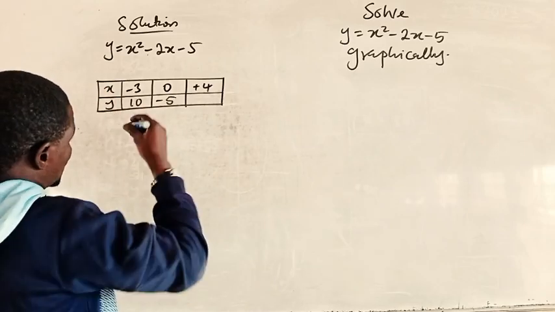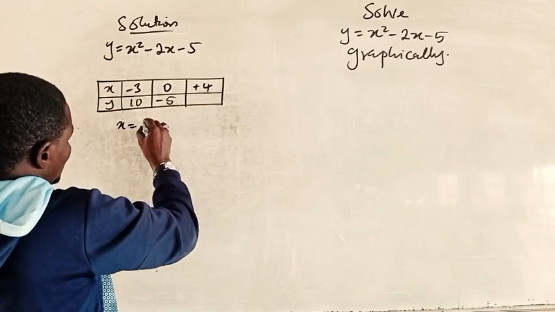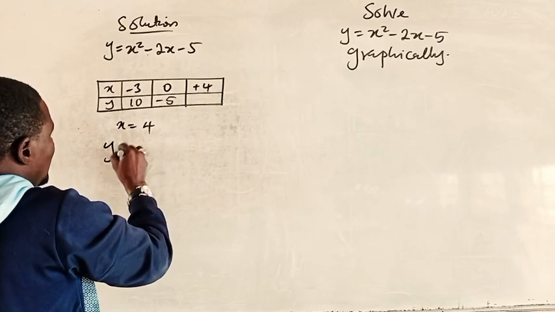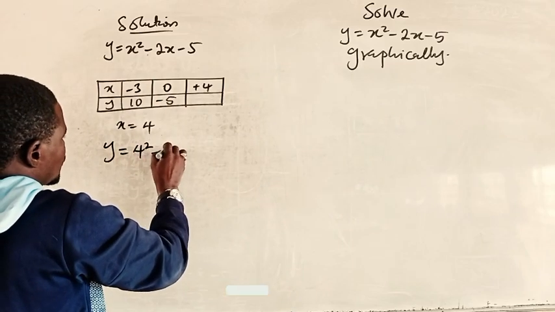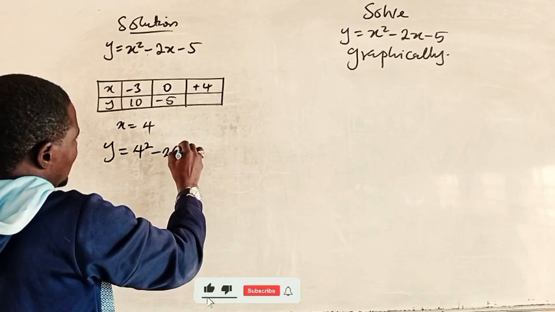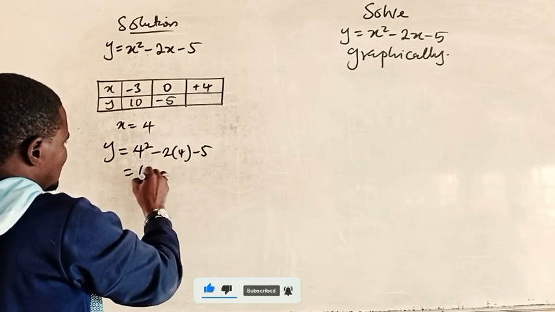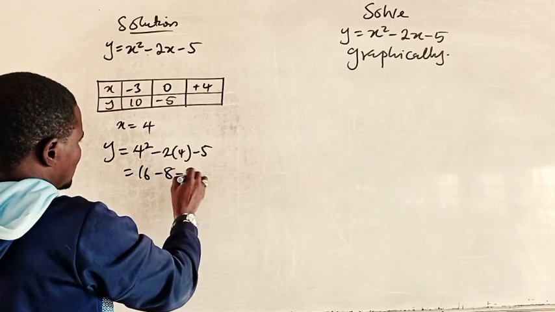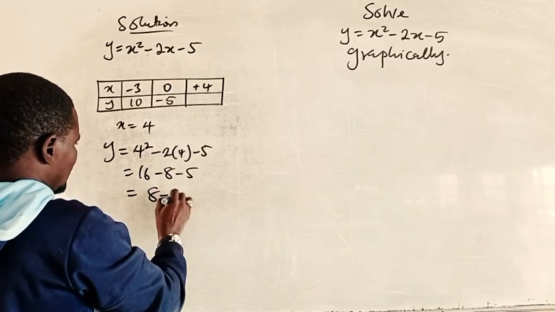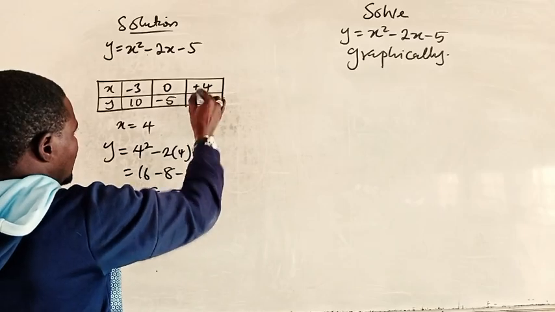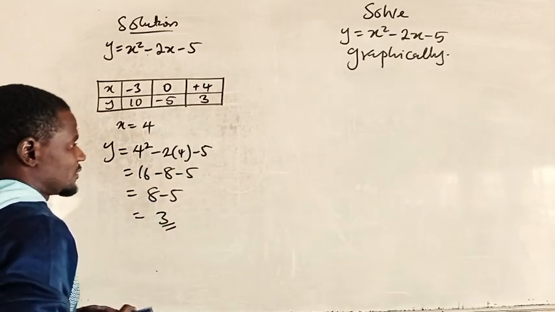Now from here, we consider x equals 4. When x is 4, what happens to y? We substitute x with 4. We have y equals 4 squared minus 2 bracket 4, then minus 5. Then we have 16 minus 8 minus 5, and this is 8 minus 5, and this is exactly 3. Now y is 3 when x is 4.